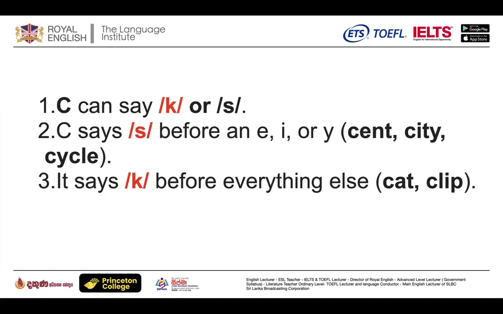So C says S before an E, I or Y, like scent, right? So city, cycle, likewise. It says the K sound before everything else: cat, clip, likewise. Okay, so you have to understand here, C can say K or S sound, and C says S before E, I or Y. These are the words.